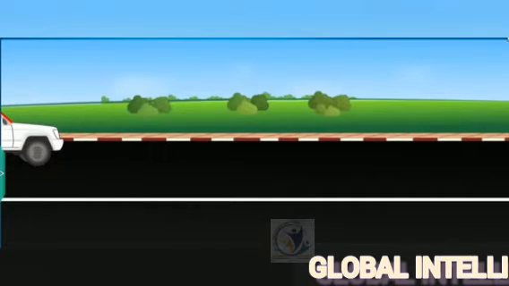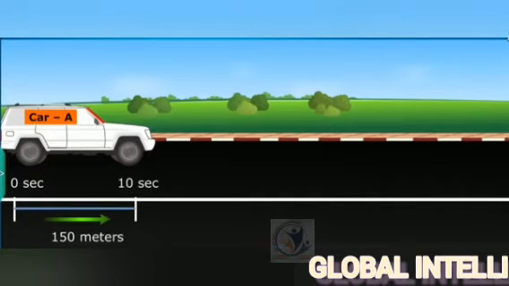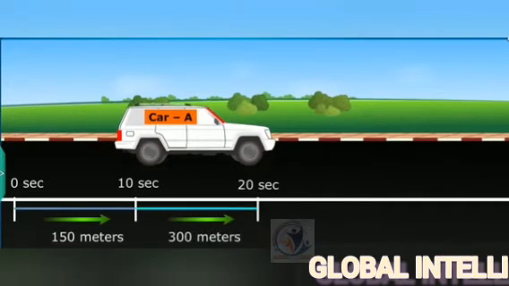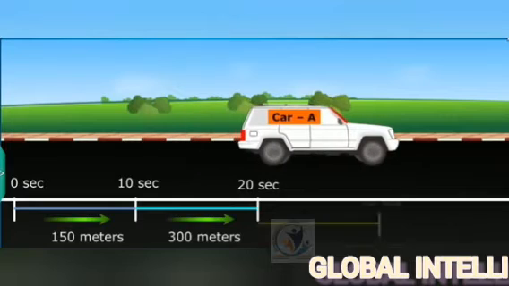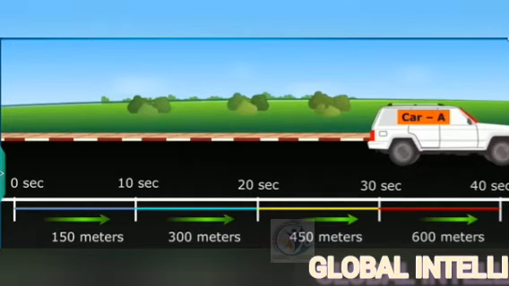Coming to uniform and non-uniform motion. For example, a moving vehicle, assume it's a car A, covers a distance of 150 meters in the first 10 seconds, 150 meters more in the next 10 seconds, 150 meters in the third 10 seconds, and 150 meters in the next 10 seconds. In this case, the moving vehicle, that is car A, covers 150 meters in each 10 seconds. As the object covers equal distances in equal intervals of time, it is said to be in uniform motion.